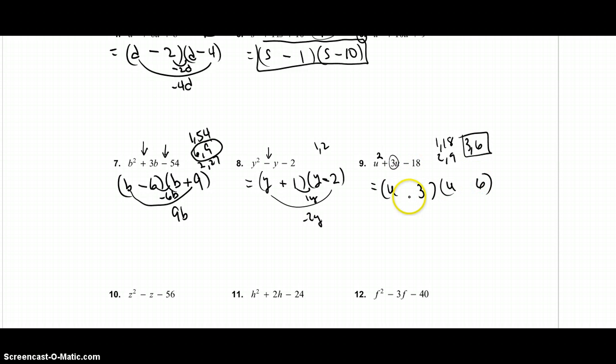I need one of these numbers to be negative, but when I add them, I need a positive 3. So I need my bigger number 6 to have a positive. I'll get 6u and negative 3u. When I add those together, I get positive 3u.